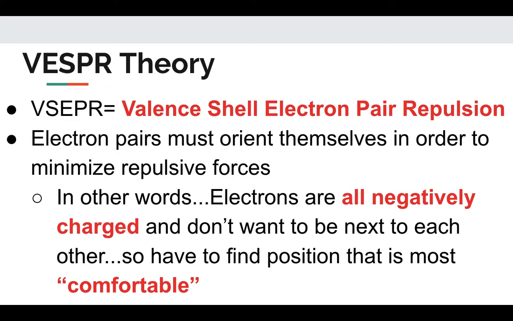The first thing you want to know is this is all based off of the VSEPR theory. VSEPR stands for valence shell electron pair repulsion, which is why we call it VSEPR for short. The electron pairs must orient themselves in order to minimize the repulsive forces. In other words, the electrons are all negatively charged and don't want to be next to each other, so they have to find a position that's the most comfortable. So the lone pairs want to take up a lot more space, so they're going to push everything else away.